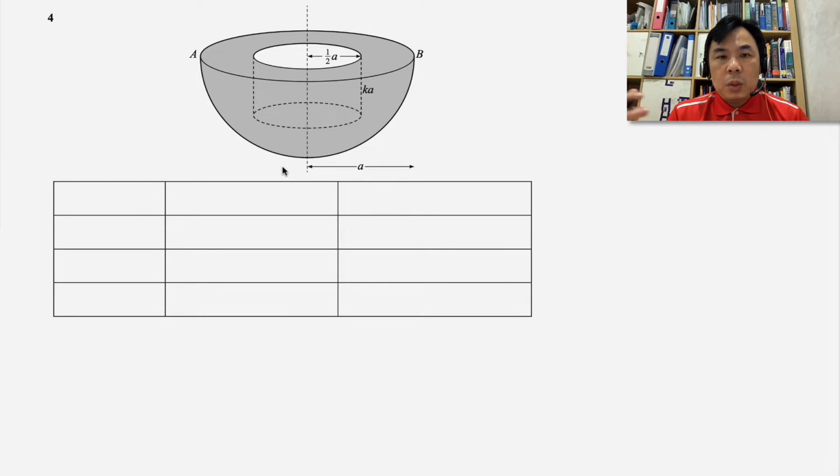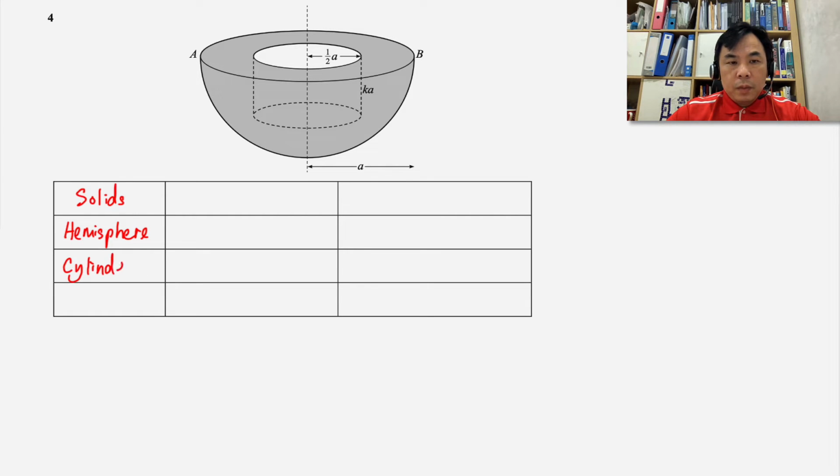Alright, first question, we want to find out the center of mass for this rigid body with respect to line AB. So from here, I prepare a table for us to work on the center of mass. As usual, here I'm going to list down the solids that we are interested to work with. We have a hemisphere. That's the first one. And then we have a cylinder. And then finally, we have the composite rigid body. What we are interested to get here is typically the volume.